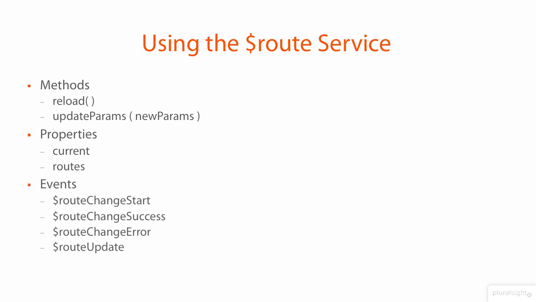Finally, the route service has several events that fire at various points in the route transition process. You can handle these events using the on function that exists on the root scope. Let's jump back to the code and actually see how to use some of these features of the route service.